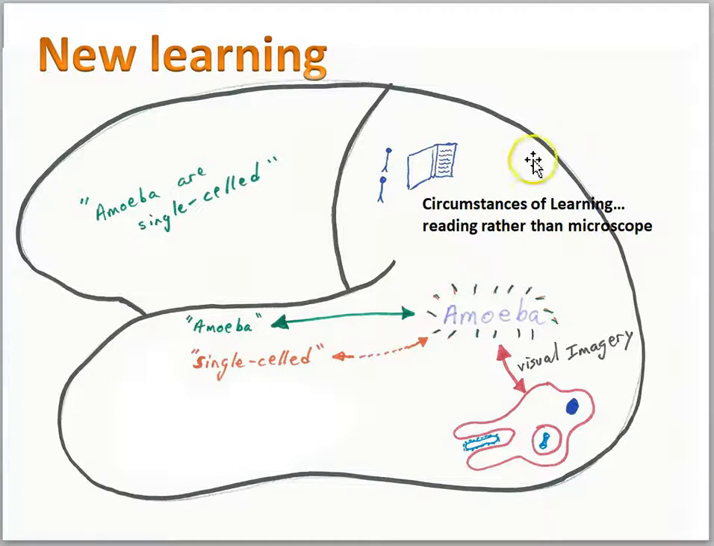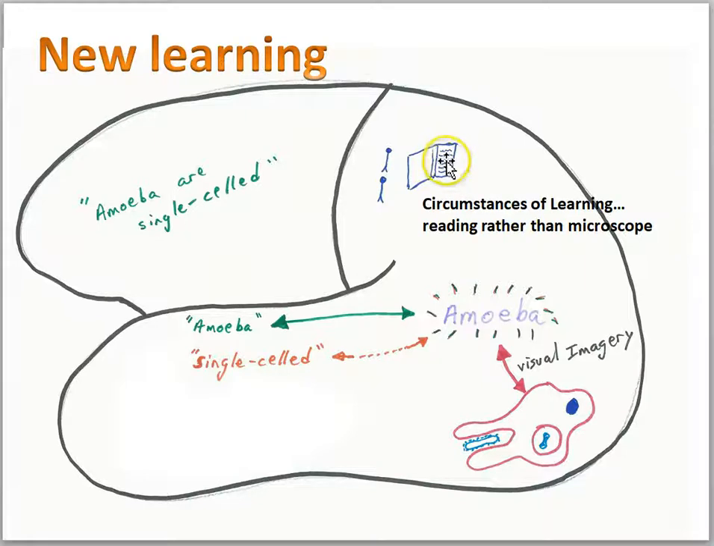Now, let's consider the situation where we perhaps had a learning event with a microscope and we learned about amoeba at some point. But let's say later on we are reading about amoeba. And let's say we are reading that amoeba are single-celled. Maybe we didn't know that initially when we were looking at them on the microscope. So here we're noting that the circumstances of learning have to do with reading a book. That's a different kind of circumstance than being on the microscope.